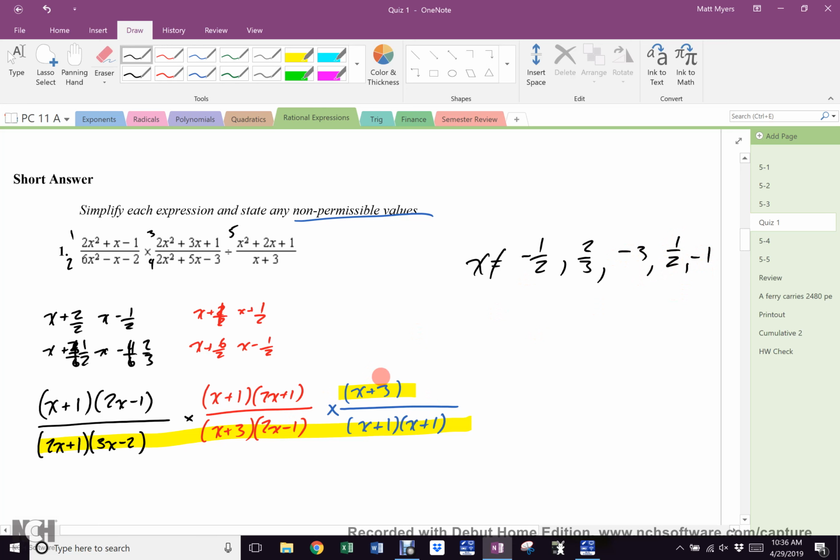Then all I do is cancel. Is there a 2x plus 1 anywhere up top? Yes. Gone. Is there a 3x minus 2 anywhere else? Anywhere? No. So that's staying. Is there an x plus 3 anywhere up top? Yes. Gone. Is there a 2x minus 1 anywhere up top? Yes. Gone. Is there an x plus 1 anywhere up top? Gone. Leaving me with one more x plus 1. It's also up top. Gone. What's the only thing left? 1 over 3x minus 2.